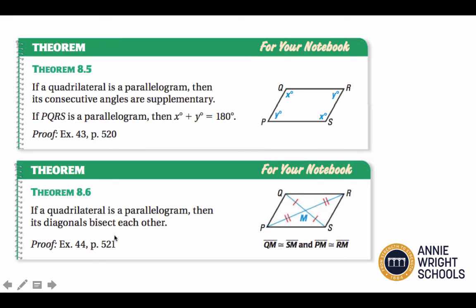So bisect each other, that one's hard. You have to prove that this segment is congruent to this segment. You have to prove that this segment is congruent to that segment. Then you have to say the measures are equal because the segments are congruent, and then you can say they bisect each other. So if parallelogram, then bisect each other. Notice that those red marks are not a given.